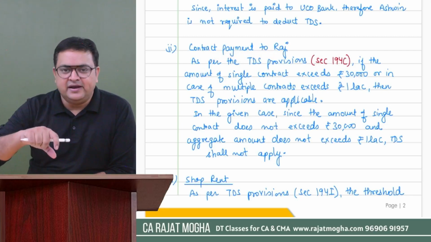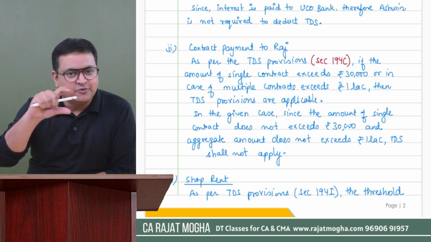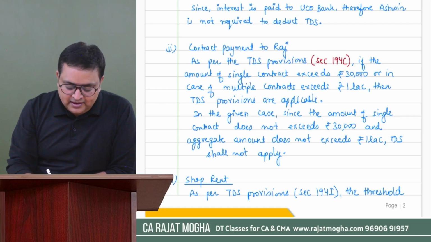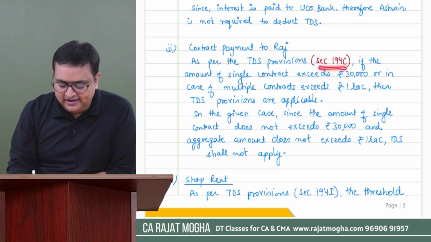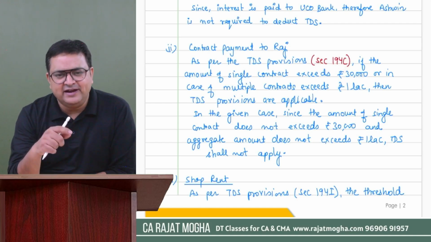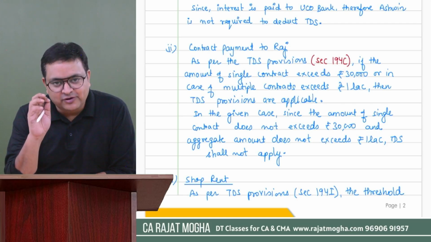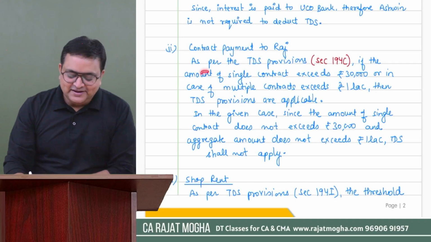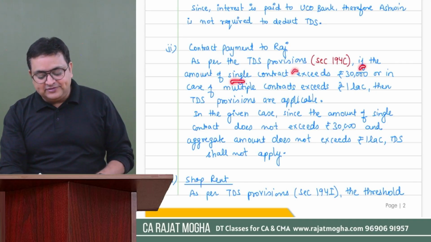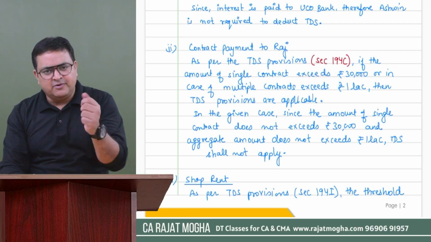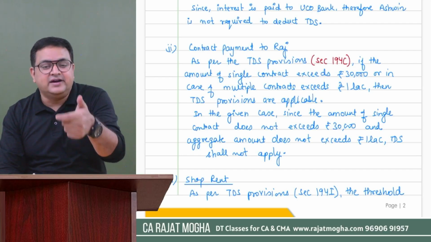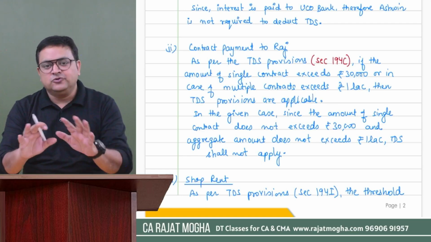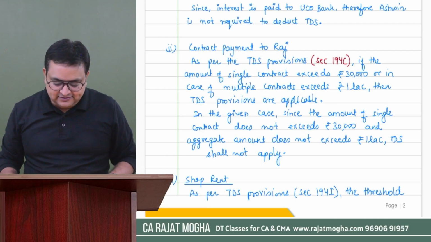The second one, contract payment to Raj. So similarly now, what we'll do, we'll write the provision first and then link that provision with our answer. As per the TDS provisions, again, I have written 194C, but 194C is quite an important section. I would recommend you please learn this section number 194C. As per the TDS provision, if the amount of single contract is exceeding 30,000 rupees, or in case it is a multiple contract, it is exceeding 1 lakh rupees, you are supposed to deduct TDS, right?